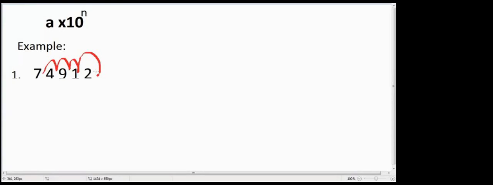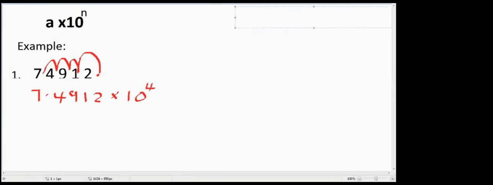Why am I emphasizing 4 places? The amount of places that we move will dictate the index. So we can write 7.4912 times 10. Because we move 4 places to the left, our index, our power should be 4. So the 10 would be the base here. So this is how we would write this number into standard form.